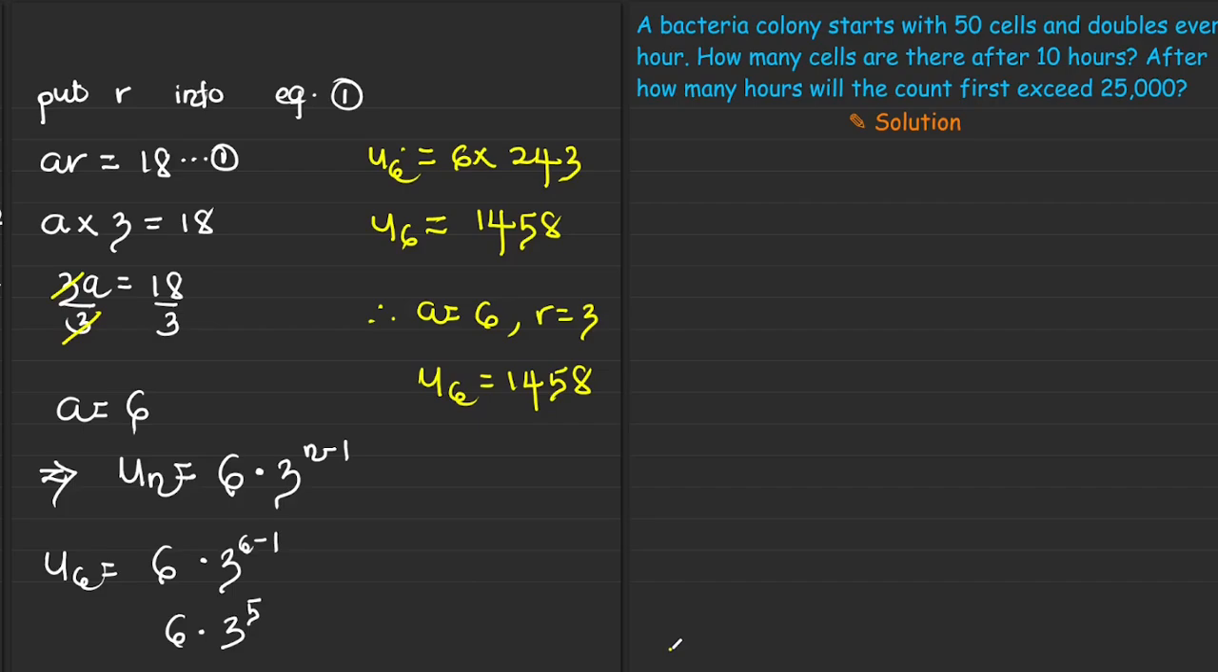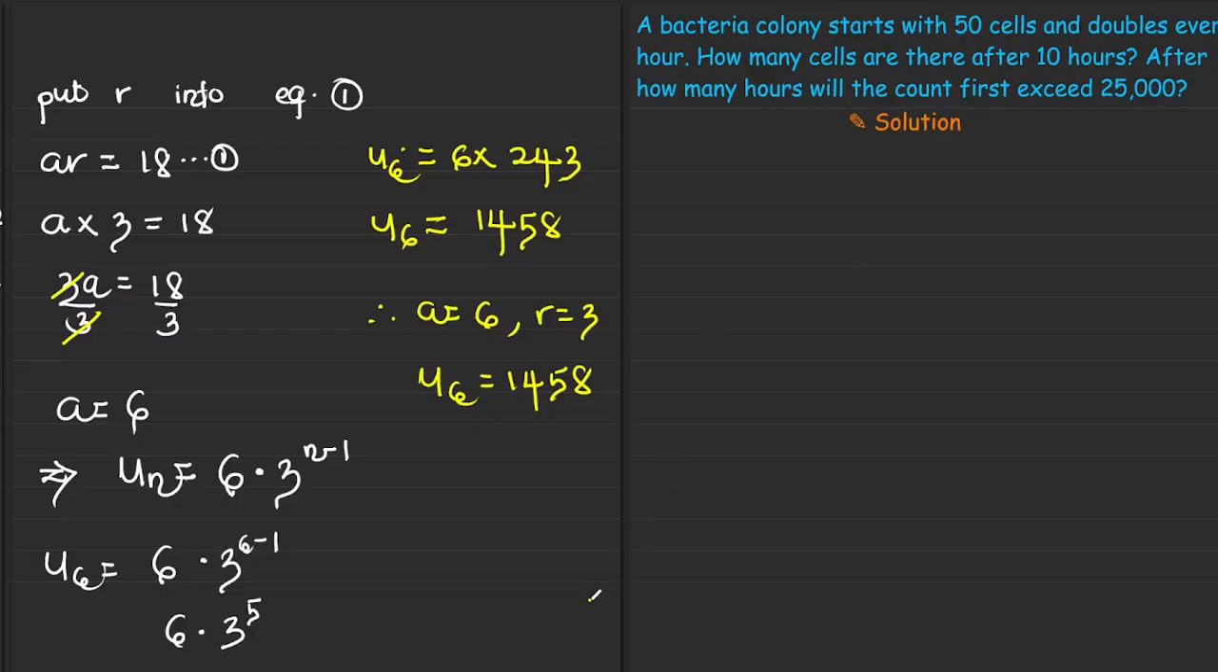Our last question here says, a bacterial colony starts with 50 cells and doubles every hour. How many cells are there after 10 hours? Now, after how many hours will the count first exceed 25,000? This is a very nice question.